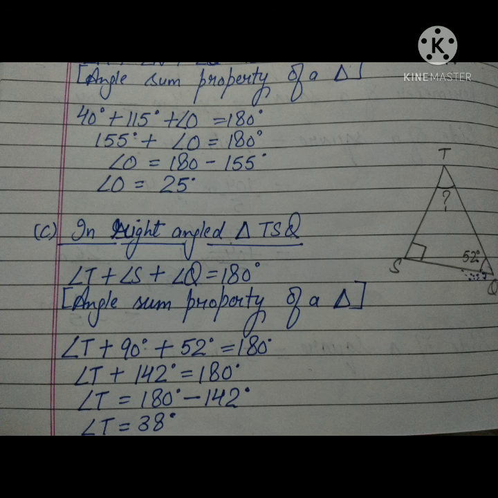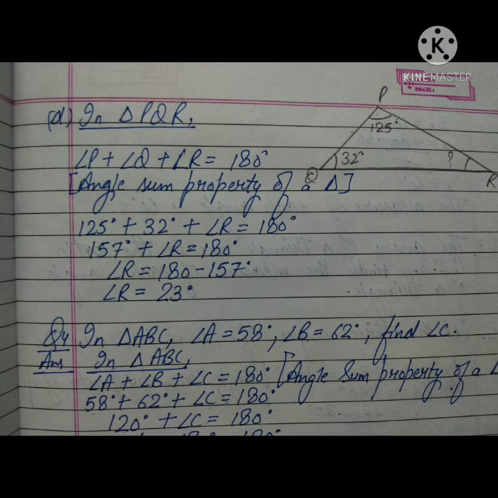When you add 90 plus 52, you will get 142. Angle T plus 142 degrees is equal to 180 degrees. Angle T is equal to 180 minus 142 degrees. You will get the value of angle T. So angle T is equal to 38 degrees. In D part, triangle PQR is given to you and the value of angle P is 125 degrees. The value of angle Q is 32 degrees and angle R is not given to you.